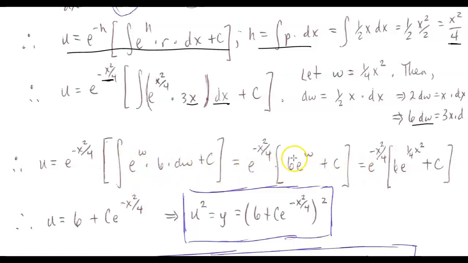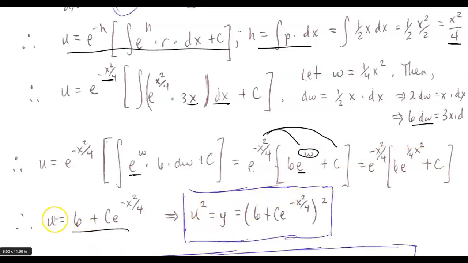Once we do that, we do all the work here. Once we get to this point, this is just a constant which we pull out. The integral of e to the w with respect to w is just e to the w, so that's why we see that there. And then we distribute the e raised to the negative x squared divided by 4 to both terms. So I substituted in w first, and then I did that. So that's what we have here.